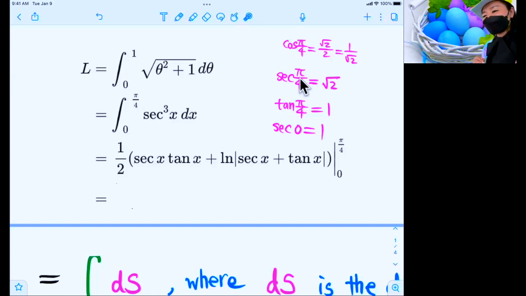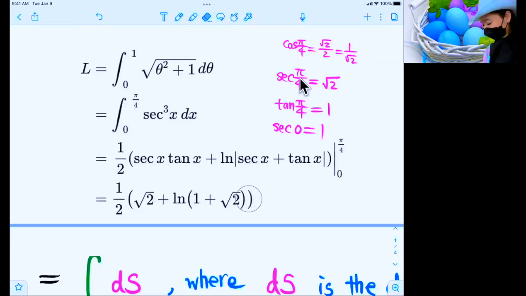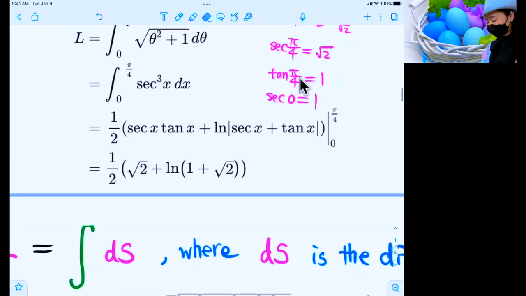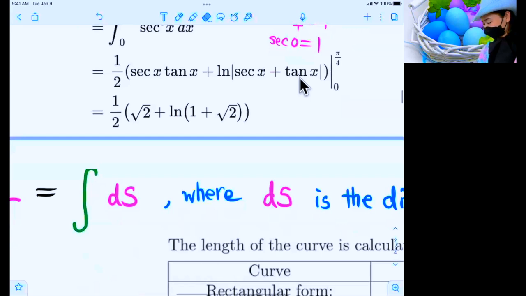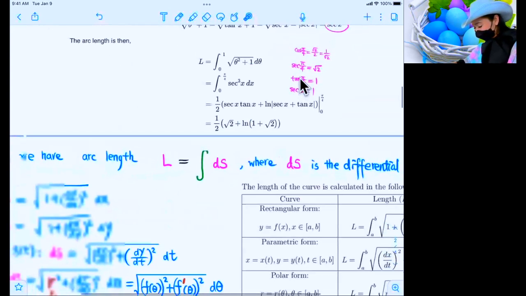Anyone? Ike, you got it? You still have the 1/2 outside, right? 1/2 times square root of 2 plus ln. Yes, you got it, good job. So that's the result. Ryan, you got the same answer? Yes. Okay, all right.